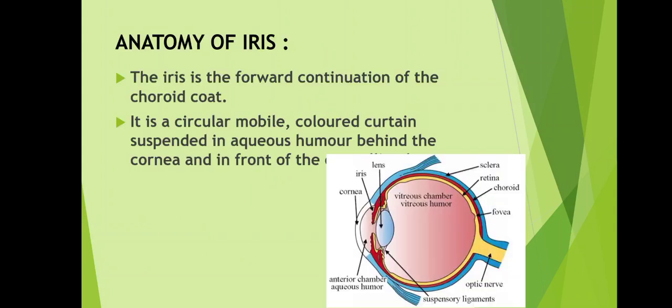Anatomically, the iris is the forward continuation of the choroid coat. It is a circular, mobile, colored curtain that is suspended in the aqueous humor behind the cornea and in front of the crystalline lens. In this picture, we can see the presence of the iris.